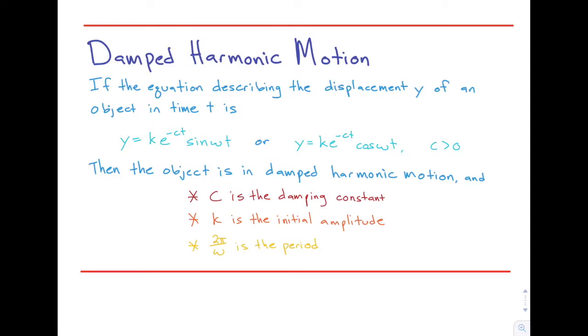So remember that we need c to be greater than 0 because if c was less than 0, we would have a positive in the exponent of e, which would mean that we would have exponential growth. So we need to specify that c is greater than 0. C is also typically given to us, or we can find it given the right information. K is the initial amplitude, so think of that as kind of the amplitude from our original simple harmonic motion equations. And 2 pi over omega is, as per usual, the period.